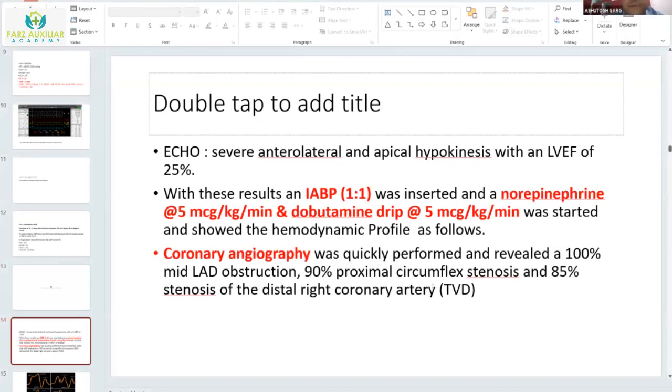The echo showed severe anterolateral and apical hypokinesis with EF of 25 to 30%. Can everybody appreciate this with the video or not? Yes, sir. Can you show again, sir? I had lost it for a few seconds, sir. Okay.